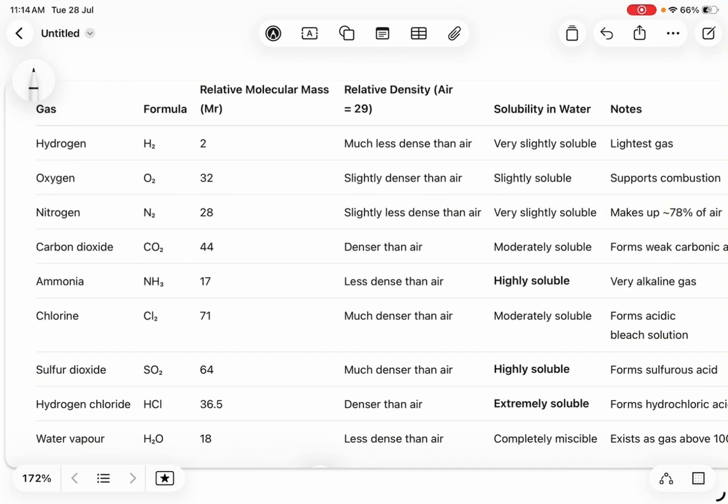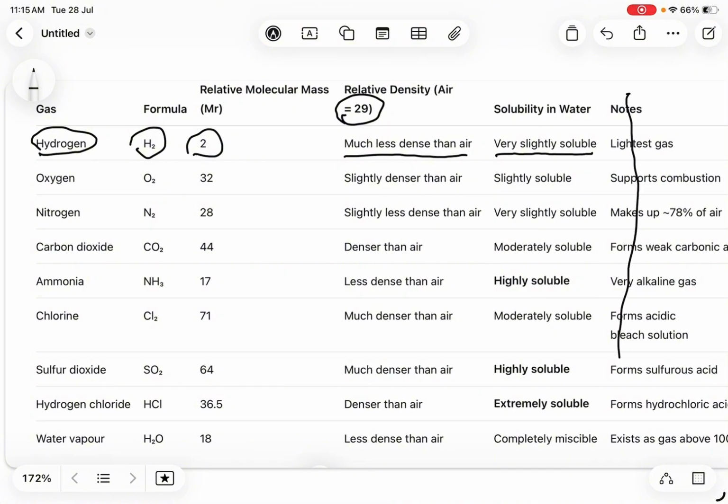There is very precise and to-the-point information present in this table. You can see the name of the gas, the formula, the Mr, which is the mass of the gas, and this is the density of air, which is 29 or 30. This tells you that it is much less dense than air, and then it tells you the solubility. You can ignore this. Now, this is a very precise table and it gives you precise information.